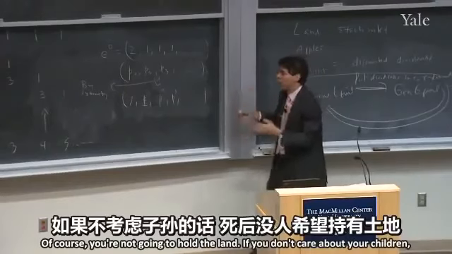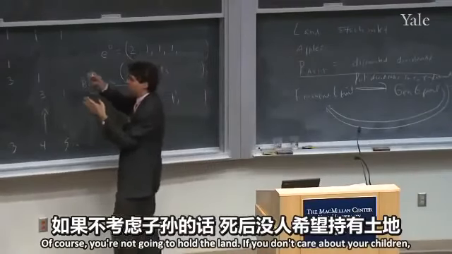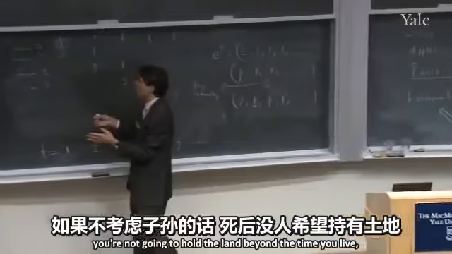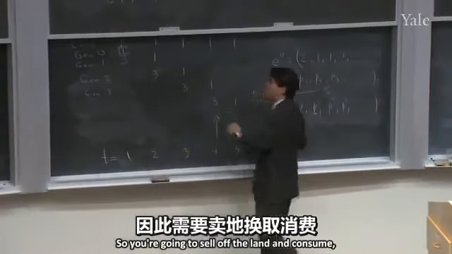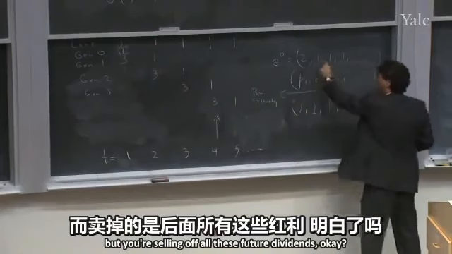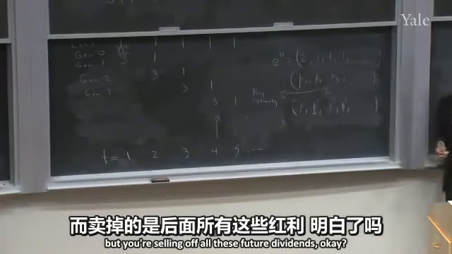Okay, of course, you're not going to hold the land. If you don't care about your children, you're not going to hold the land beyond the time you live because you want to just consume as much as you can. So you're going to sell off the land and consume. But you're selling off all of these future dividends.